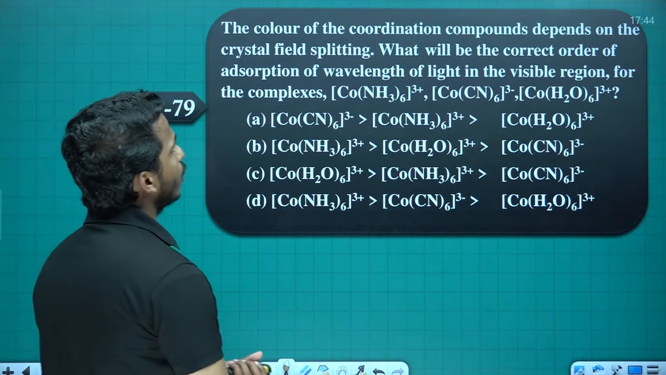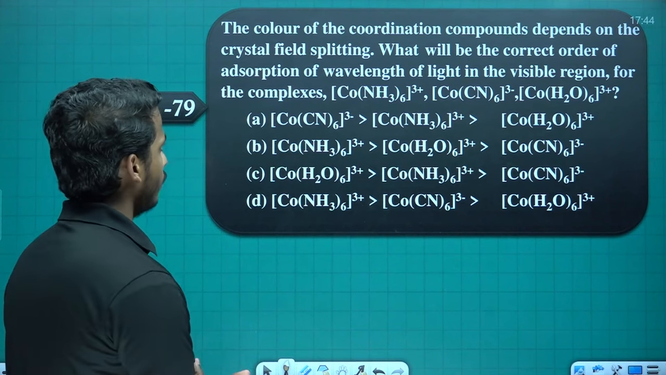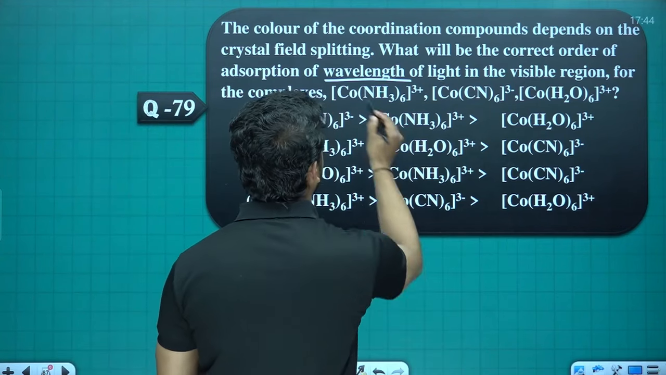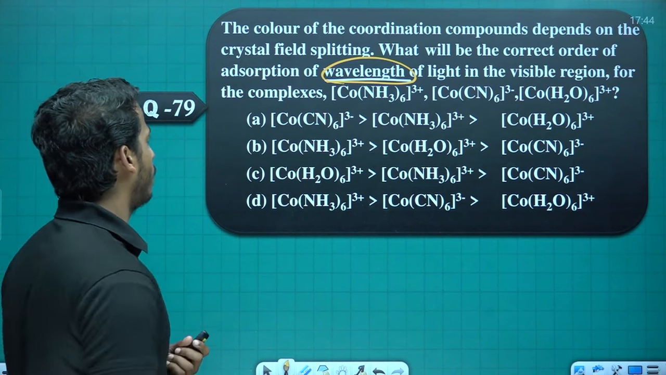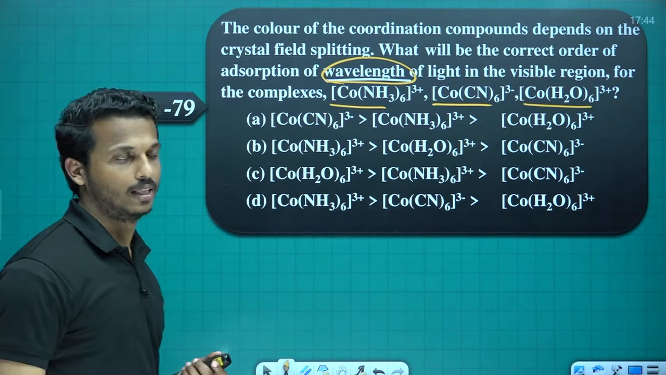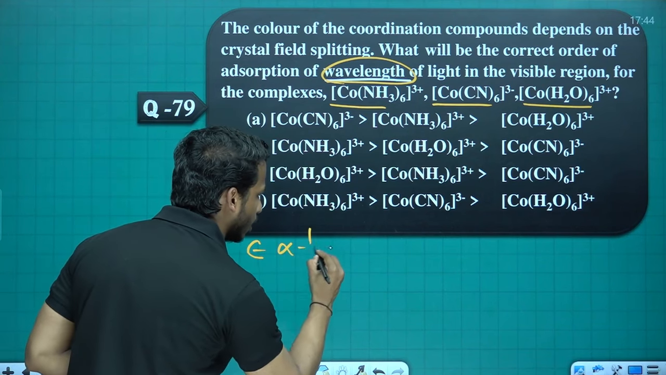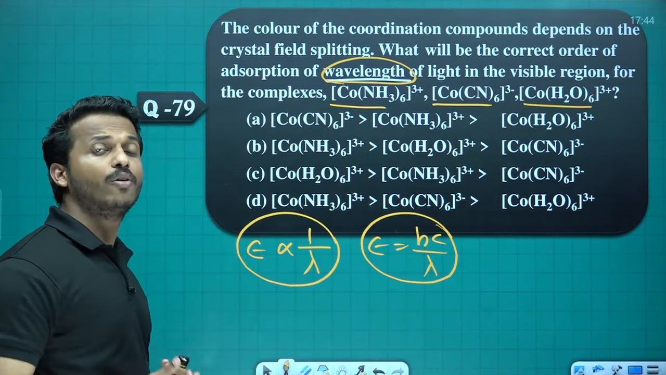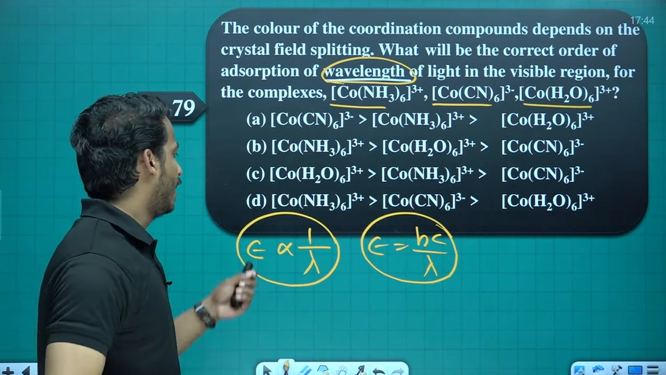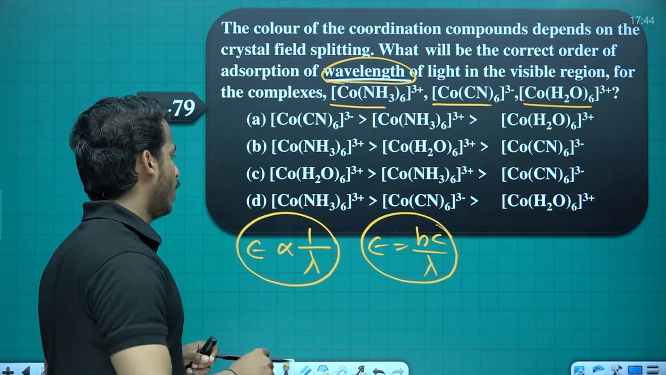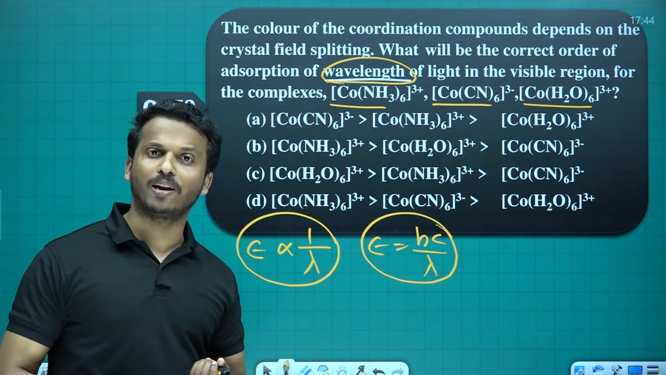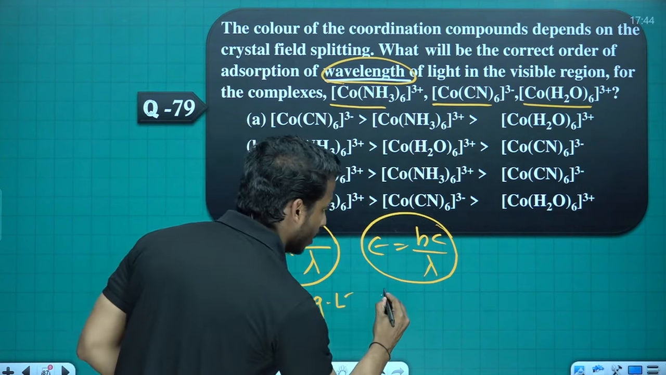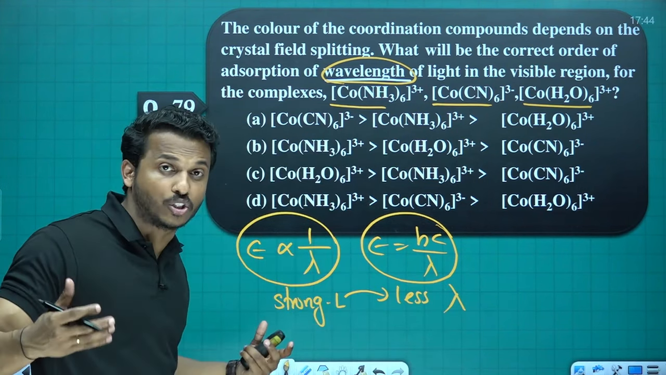The color of the coordination compound depends on the crystal field splitting. What will be the correct order of absorption by their wavelength? Careful, all of you. Wavelength. You want to arrange these complexes in the order of their wavelength. You studied in 11th grade, energy is related to wavelength, right? E equals hc by lambda. So energy is inversely proportional to wavelength. So the higher the crystal field splitting energy, the stronger the ligand. Remember it like this, my dear: a strong ligand gives less wavelength. Stronger the ligand, higher the energy, so less wavelength.